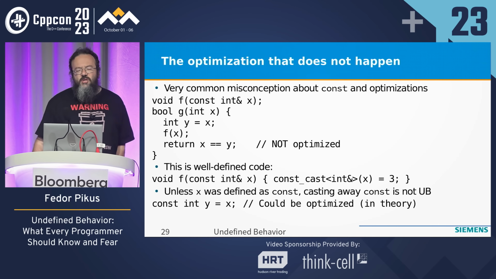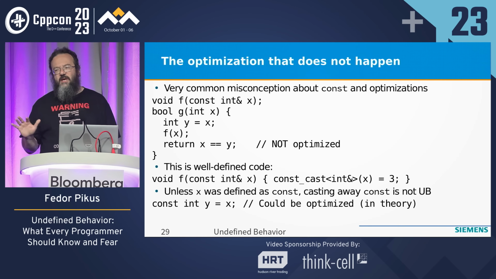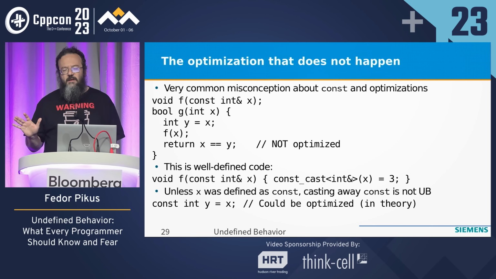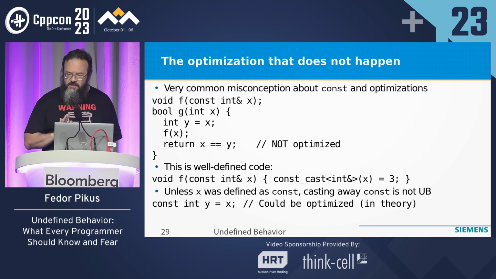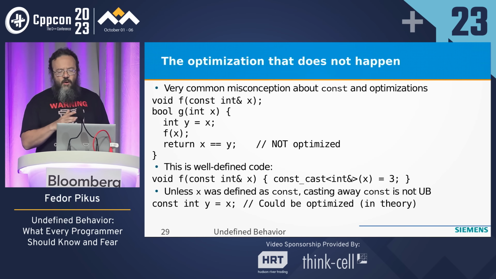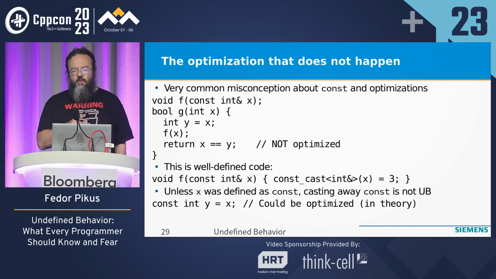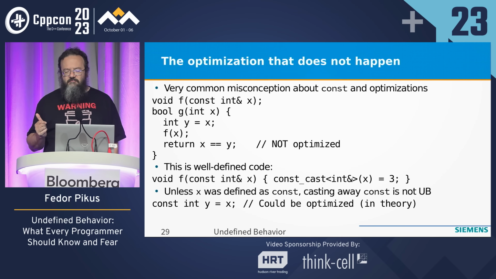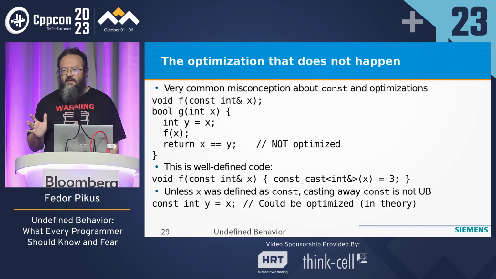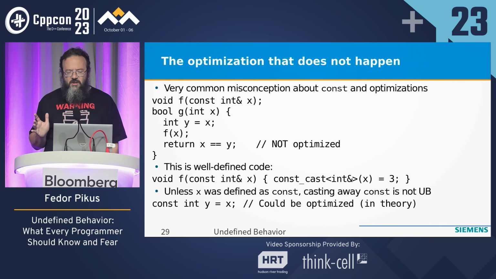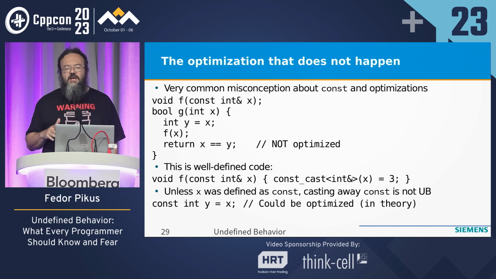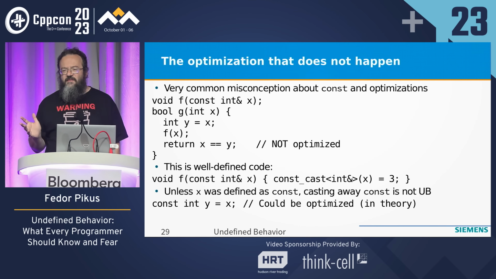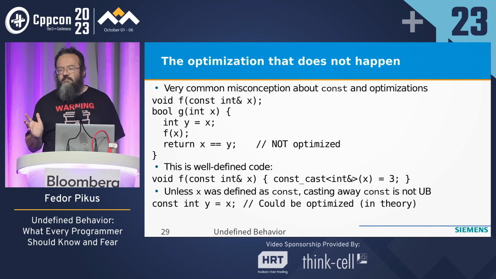Why? It's actually not undefined behavior to cast away const, unless the object was defined as const, in which case it is undefined behavior, but ours wasn't. Our y was not defined as const, it's int y. So it's perfectly valid to cast away const from an object that wasn't defined as const. It's not UB. It may not do what you expect. You definitely don't expect x to change if f takes it by const int ref, but it's not UB.